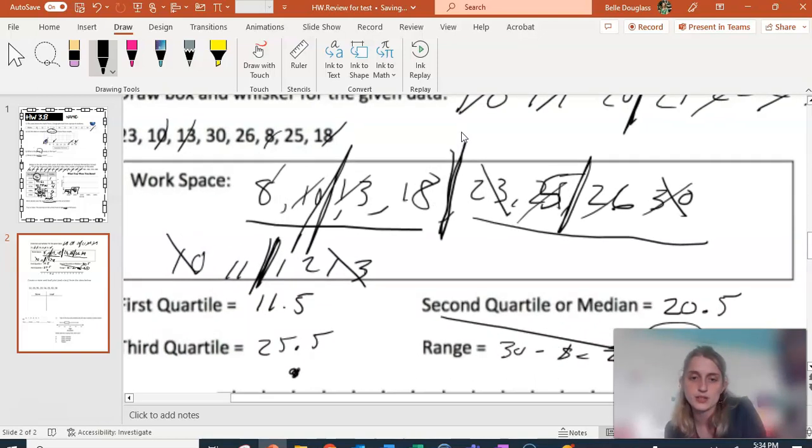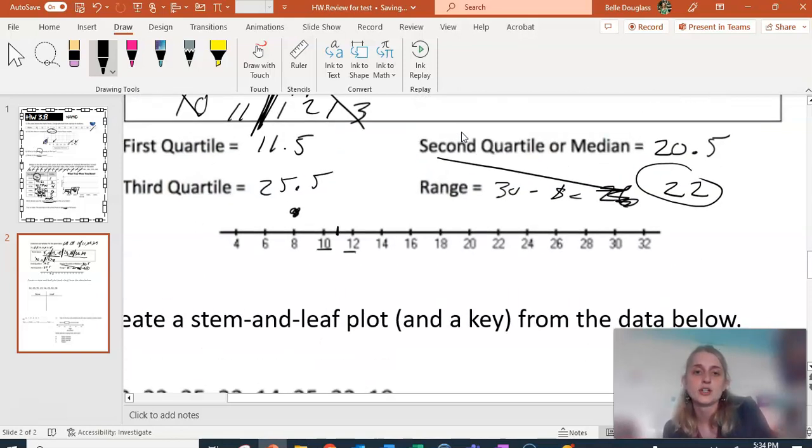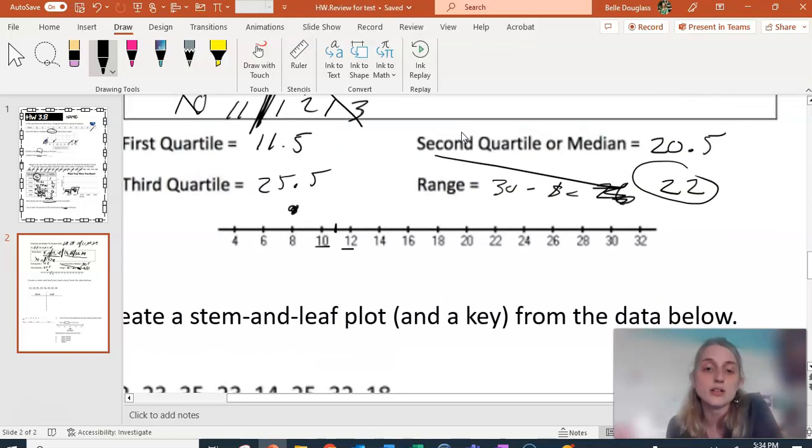Let me zoom in for you. 10 to 12, which means that 11 would be right here. So if you're looking for 11.5, you want to be closer to the 12 than the 10, but not right in the middle. Then we also need 20.5, same deal. This line is 21, so 20.5 is going to be closer to 20. 25.5, here's 25, so 25.5 is going to be closer to 26. And the maximum is 30.